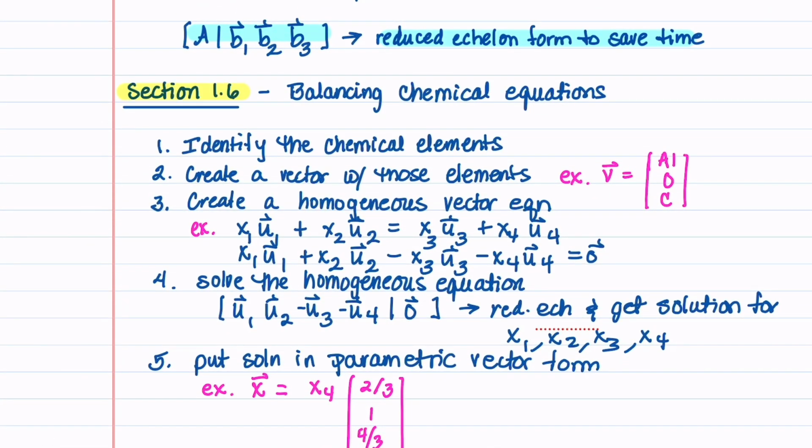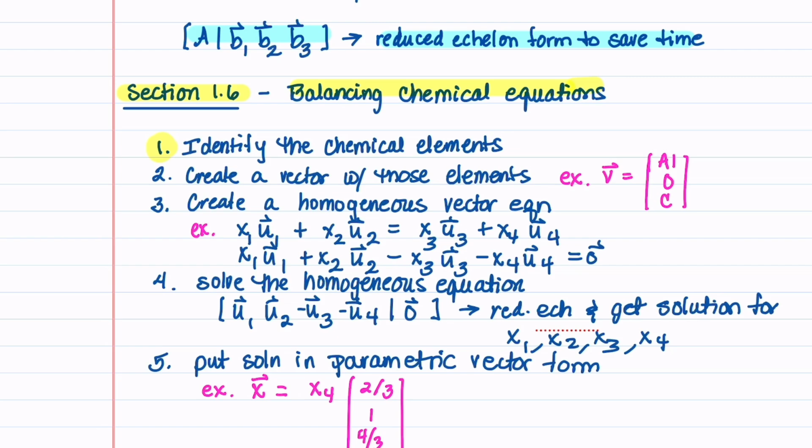The next section that we looked at was on balancing chemical equations. I listed 6 steps that you can follow for this. The first one is that you have to identify the chemical elements. The second one is you create a vector with those elements. You then create a homogeneous vector equation. You first write the vector equation just like it comes from the chemical reaction, and then you pull it to the left and write it as a homogeneous vector equation.